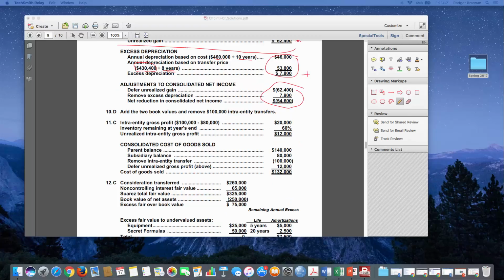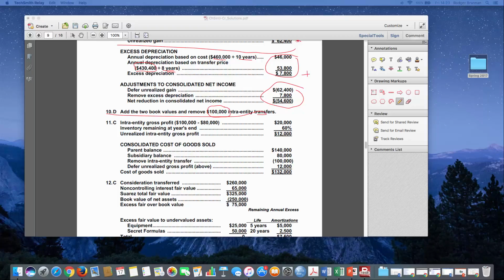All right, number 10 is pretty straightforward. Add the two revenue accounts, subtract out the amount of intercompany sales. And again, what I always goof up on, and I always forget, is to eliminate any intercompany sales. That would be the reduction to get at the net amount of revenues between the two entities.